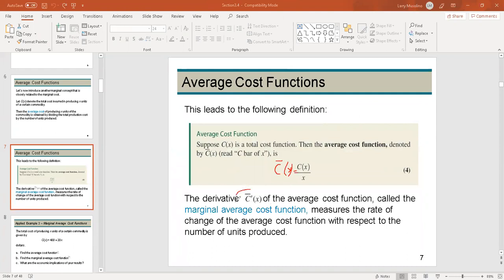We could calculate the derivative of that function. That would give us the marginal average cost function. Again, anytime you take the derivative of these economic functions, you're generating a marginal function.